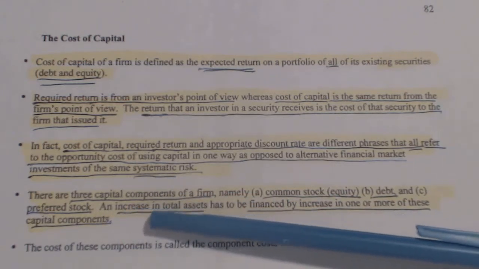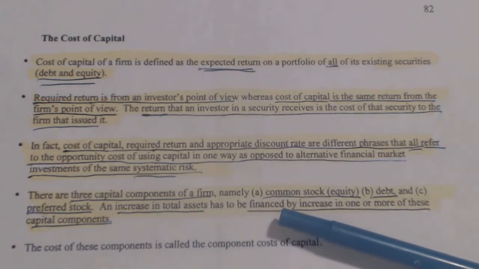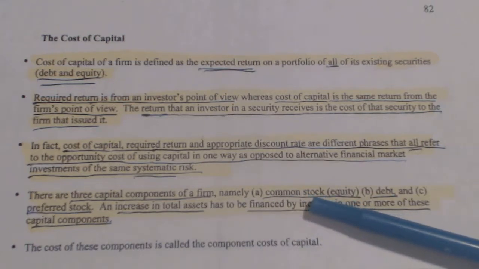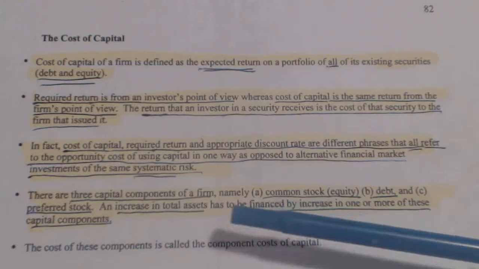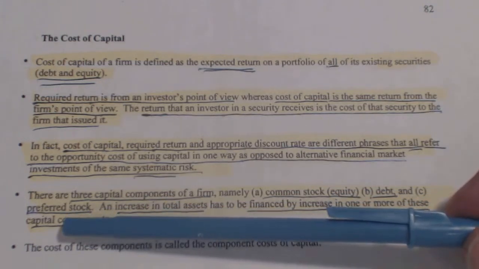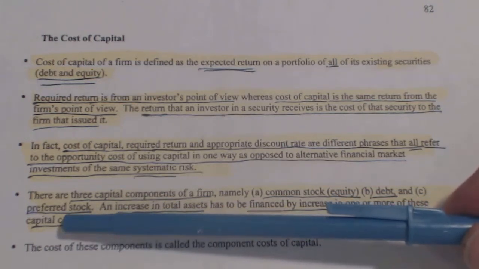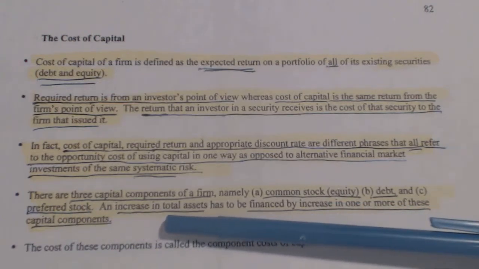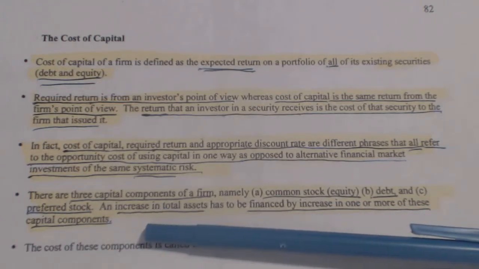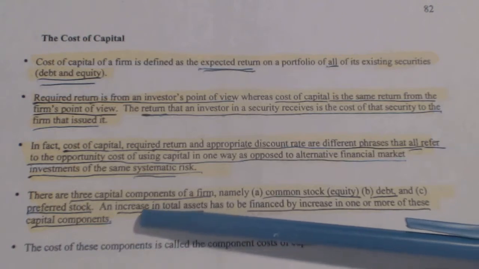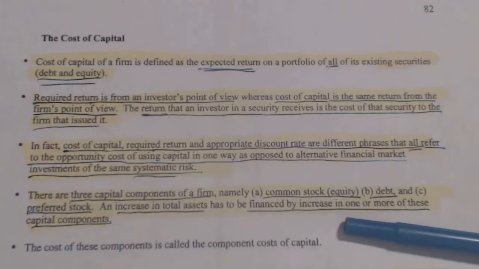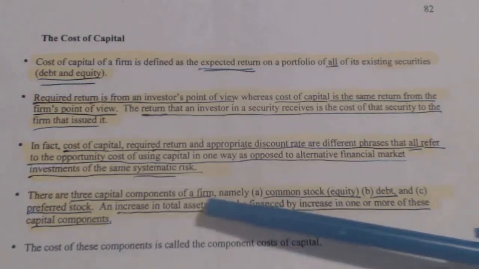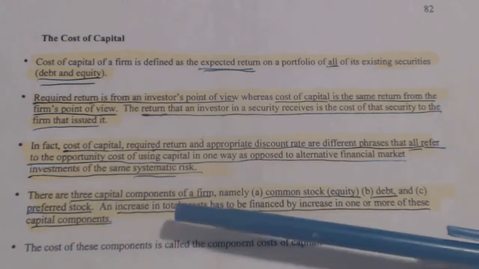There are three capital components of a firm. So there's three ways that firms raise capital: common stock, which is equity. They raise it through debt, which is bonds usually, some type of borrowing, or it can be just bank loans. And preferred stock, which is kind of a combination of stock and debt. Mostly it's considered debt though. And an increase in total assets of a company has to be financed by either an increase in stock, debt, or preferred stock.